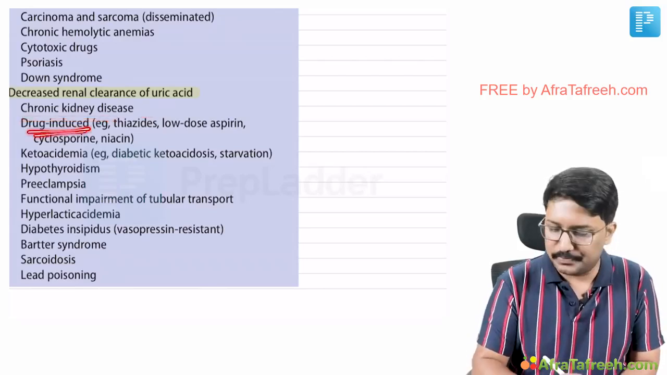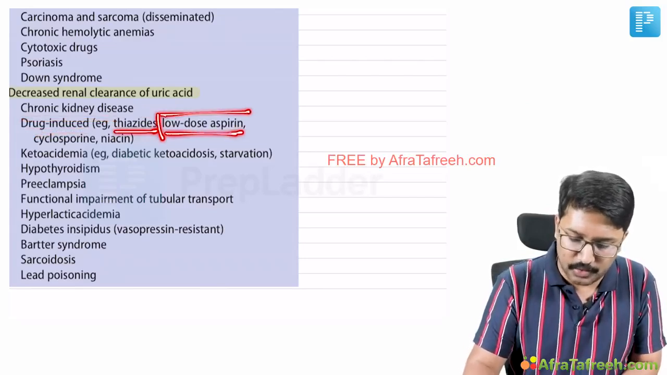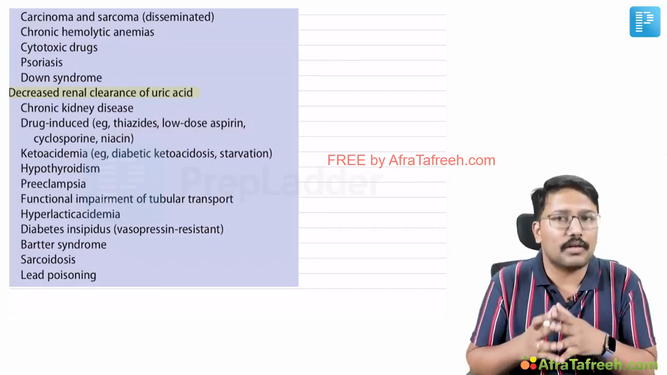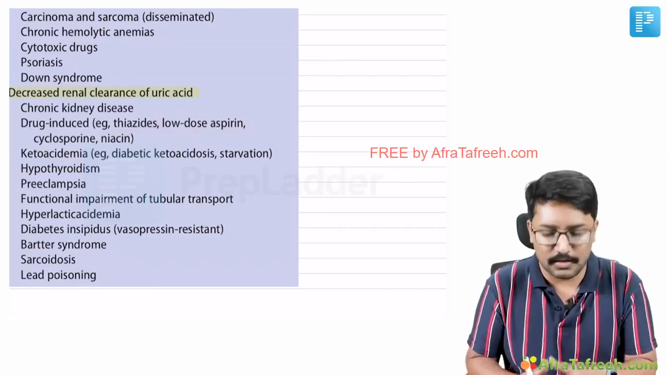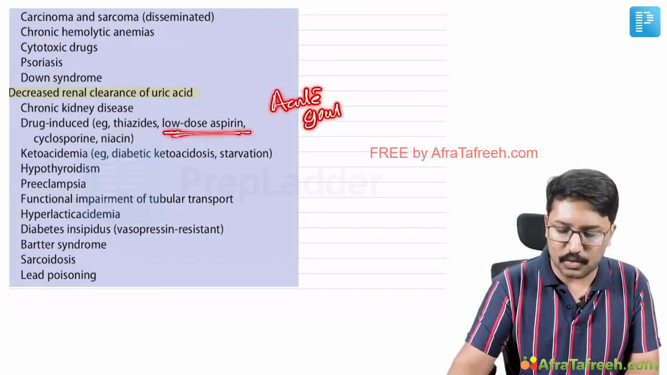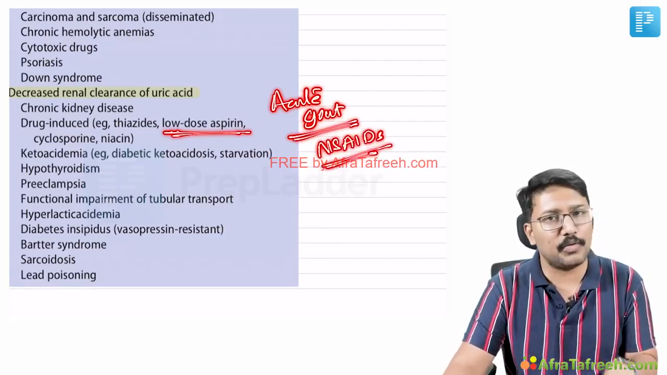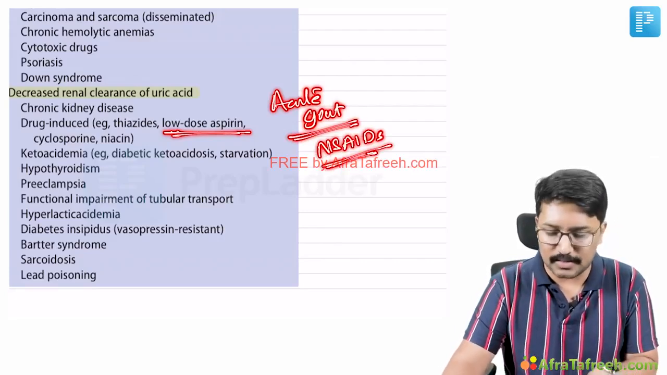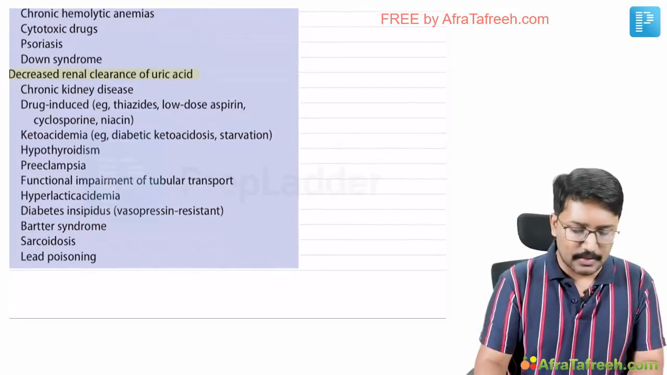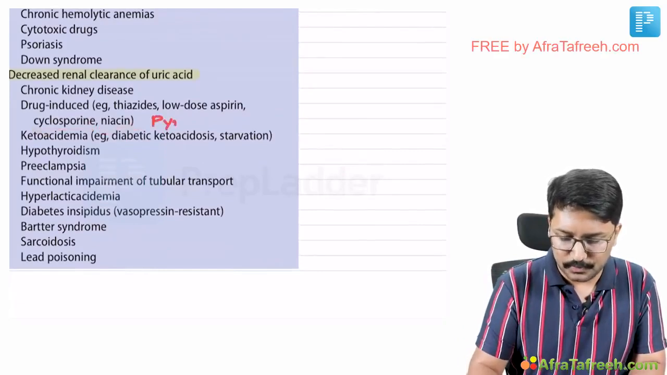Then it could be drug induced. When we talk about drug induced, thiazides, then low dose aspirin. This is one point I particularly want you to pay attention to. Low dose aspirin is recognized as a risk factor for gout or hyperuricemia. So whenever patients present with acute gout, generally we talk about management with NSAIDs. But we cannot use two agents. One is paracetamol because it doesn't have anti-inflammatory property, and the second is aspirin because aspirin itself can cause hyperuricemia. Then cyclosporine and niacin, and another drug I want you to remember is pyrazinamide.